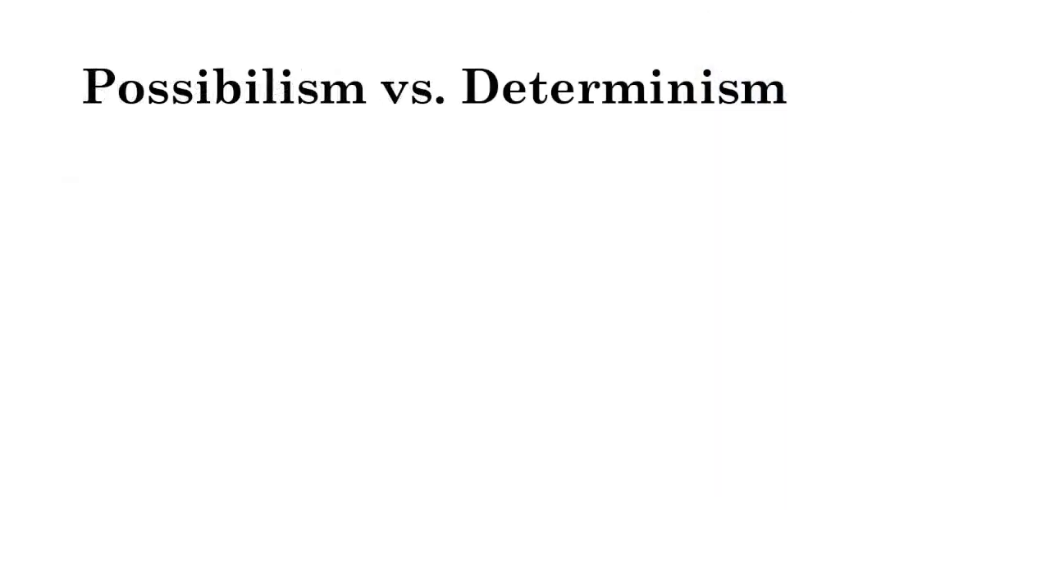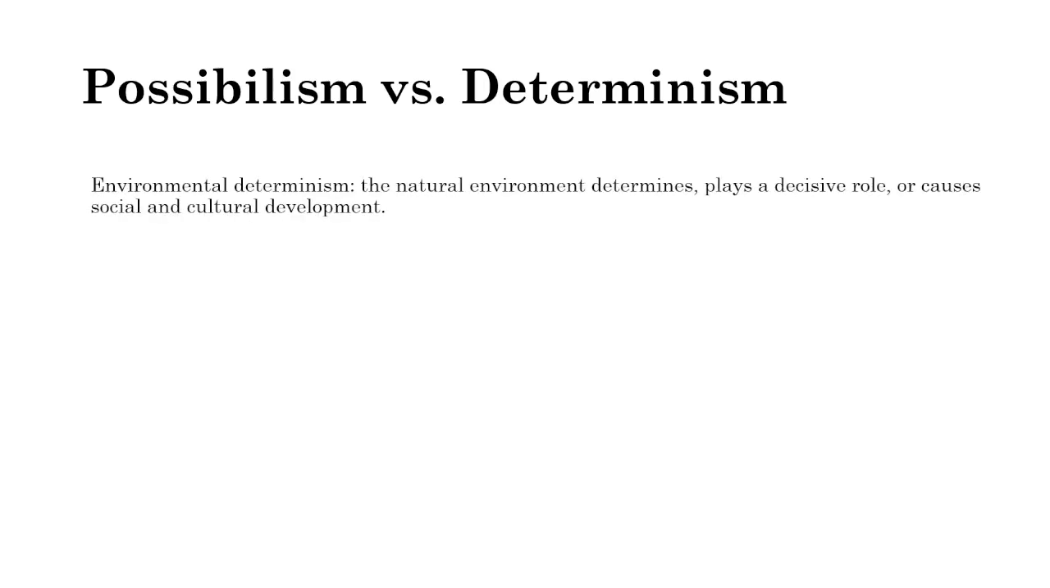Let's talk about two concepts. We're going to talk about possibilism and determinism. So environmental determinism states that the natural environment determines and plays the biggest role in how humans use the land and how cultures develop. So for example, why do humans not live in Antarctica? Because it's too cold there. The environment made it so we can't live there and flourish.